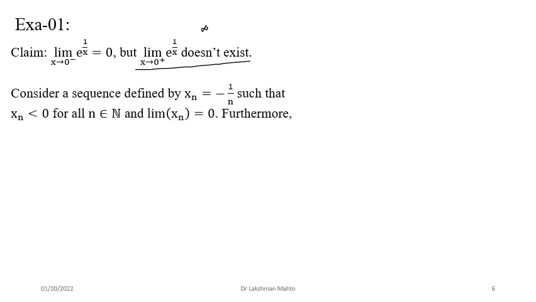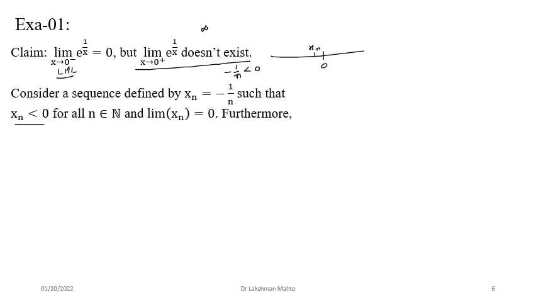So what do we do? Here we are talking about the left hand limit. In order to sequentially establish this result, we have to come up with sequences which are on the left side of 0. You can take a sequence like minus 1 by n. You can easily see that minus 1 by n is less than 0 for n belonging to the natural numbers. So geometrically each term of this xn falls on the left hand side of 0, because we are willing to calculate the left hand limit first.